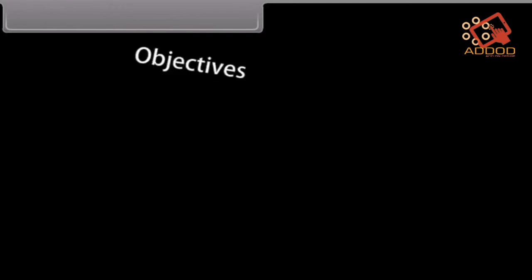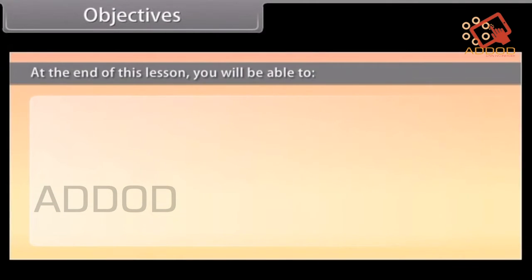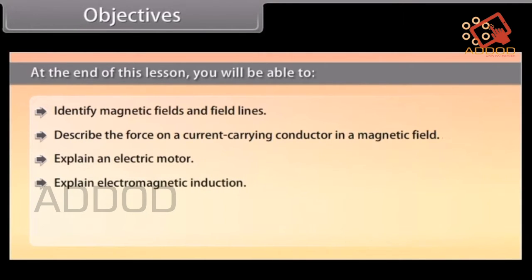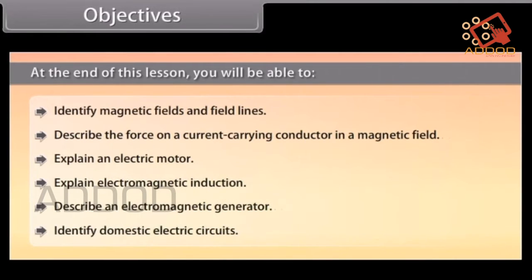Objectives. At the end of this lesson, you'll be able to identify magnetic fields and field lines, describe the force on a current-carrying conductor in a magnetic field, explain an electric motor, explain electromagnetic induction, describe an electromagnetic generator, identify domestic electric circuits.